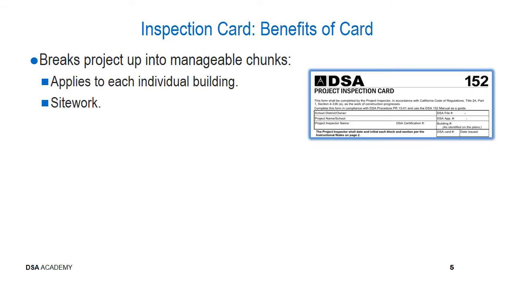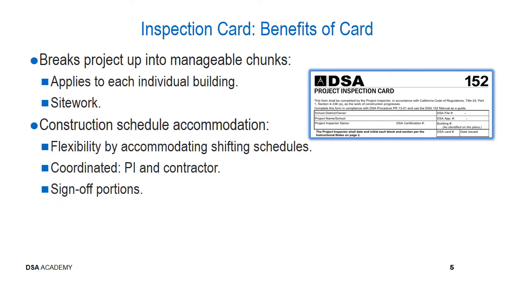Another benefit that the inspection card provides is that it breaks the project into manageable chunks. It can be used for each individual building, and there's also one that is used to apply to site work, including non-building structures. It also allows some flexibility of the construction schedule to allow shifting around that sometimes occurs.